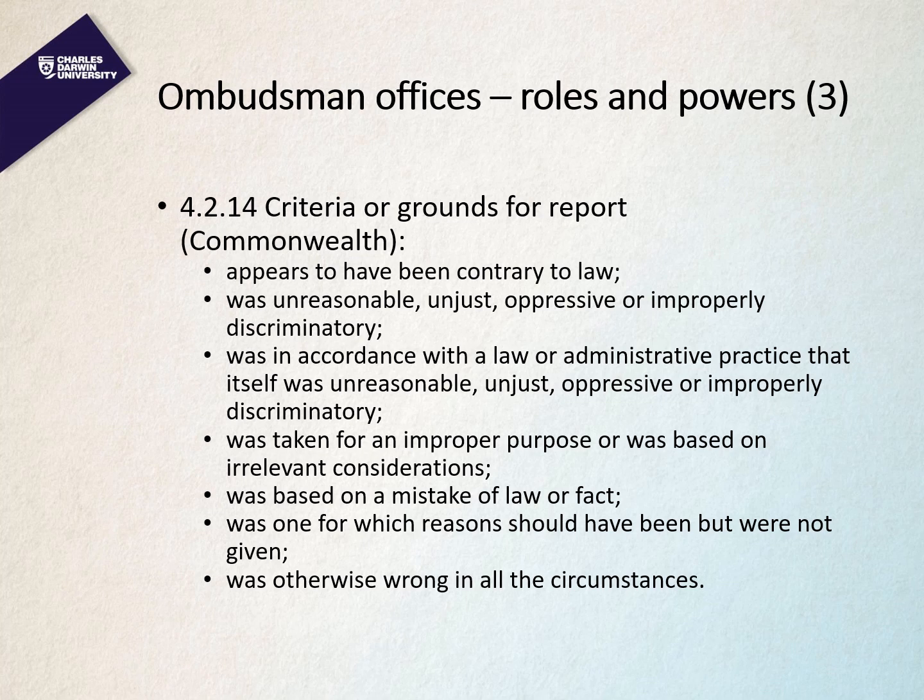Was in accordance with a law or administrative practice that itself was unreasonable, unjust, oppressive, or improperly discriminatory. Now, I guess that's a nuance on top of dot point 2. Was taken for an improper purpose or was based on irrelevant considerations. That is very much parallel with 2 of the broad ultra vires judicial review grounds, but again is potentially wider and slightly less technical. Was based on a mistake of law or fact.